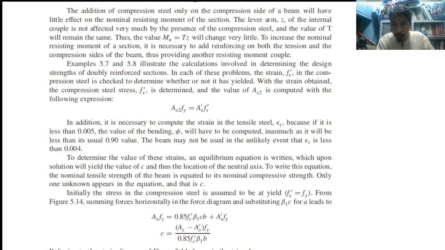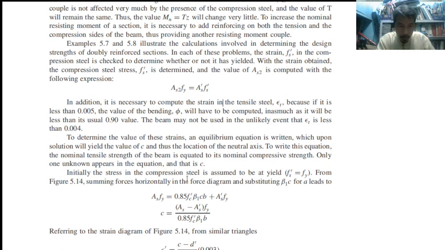Okay, so as you can verify, we have this equation. This is the total tension. So we have the compression first term, and then the steel, concrete. Okay, concrete compression, steel compression, add them both, then that is equal to the tension force. Okay, c is the unknown, so find out the value of c. Okay, like this.